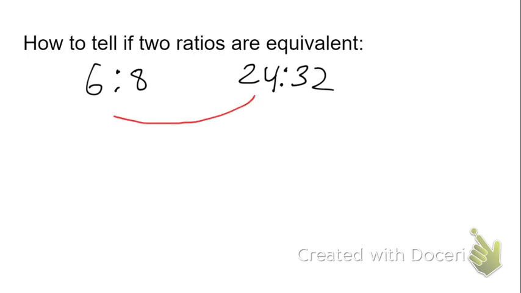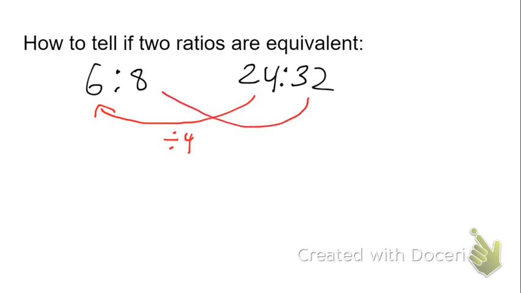Can I divide 24 by something to get 6? 24 divided by what gets me 6? 4 is that same number. 24 divided by 4 is 6. Everybody agree? Hopefully you guys are at home nodding your heads yes.